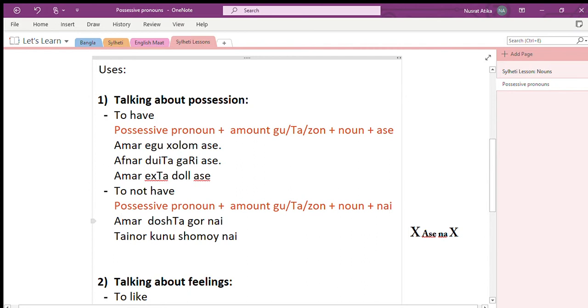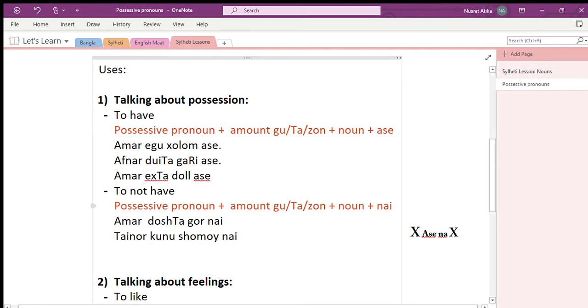So amar doshta gor nai. I don't have 10 houses. Again, I'm not saying asena. I'm saying nai. That's what we have to use. If asena becomes natural to you, you're gonna be in a very embarrassing situation talking to Sylheti speakers.